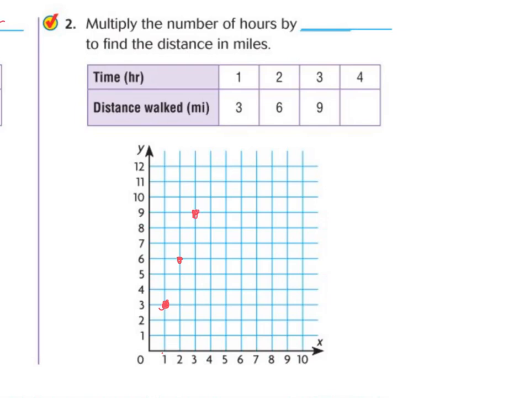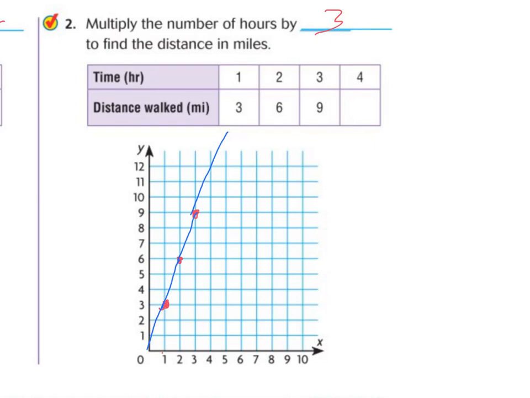And then I need to connect my dots with a ruler, making sure that I go through the origin of (0, 0). So there's my line, and again, I don't have a ruler, so it's not the smoothest line, but yours should be really straight. And so now let's figure out our rule. Multiply the number of hours by something to find the distance in miles. So what am I doing to my hours to get my miles? My 1 to my 3. Well, 1 times 3 is 3. 2 times 3 is 6, and 3 times 3 is 9. So we're multiplying times 3.